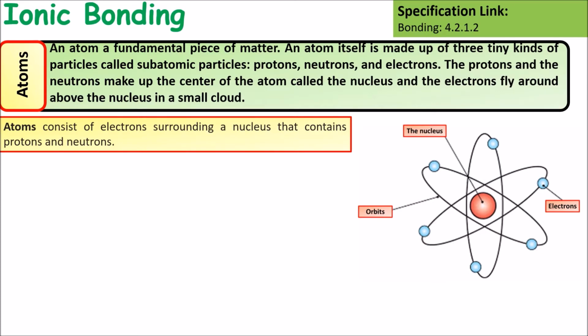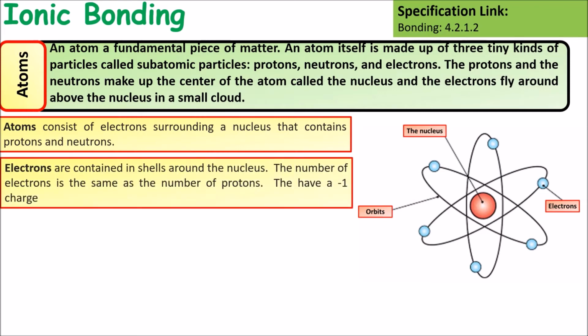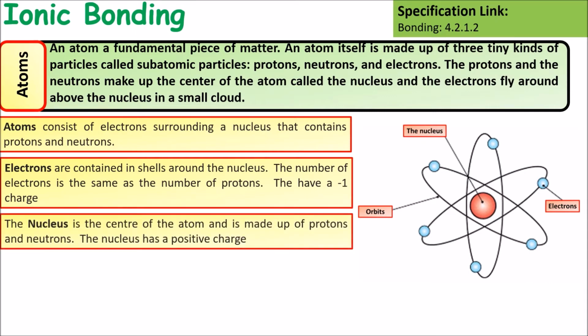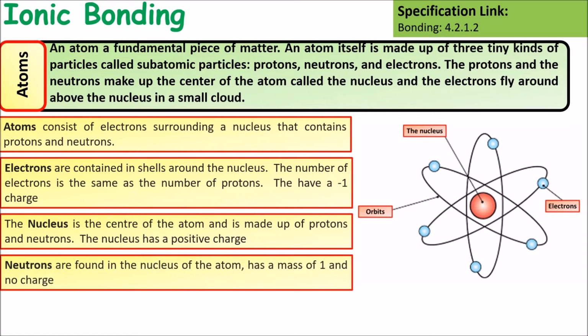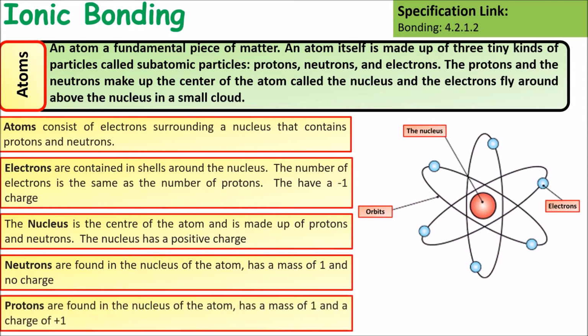So atoms, like we've just said, consist of a nucleus made up of protons and neutrons, and electrons fly around it. Electrons are contained in shells around the nucleus and have a negative charge. The nucleus is the centre of the atom and is made of protons and neutrons, and it has a positive charge. Neutrons are found in the nucleus of the atom, have a mass of 1 but have no charge, and protons are also found in the nucleus, have a mass of 1 and have a positive charge.